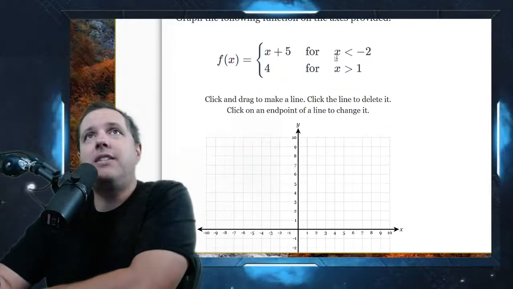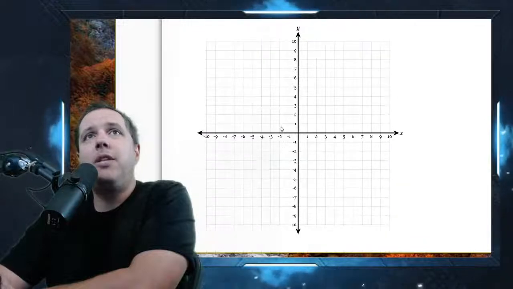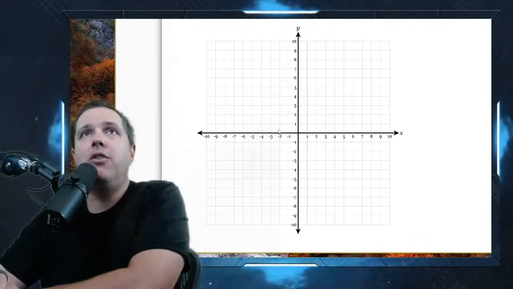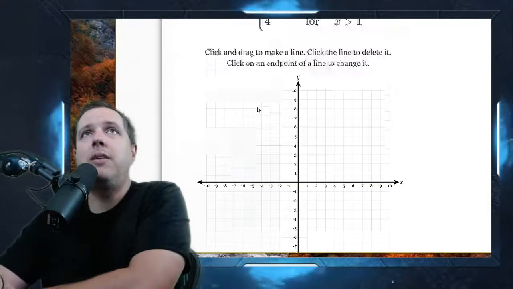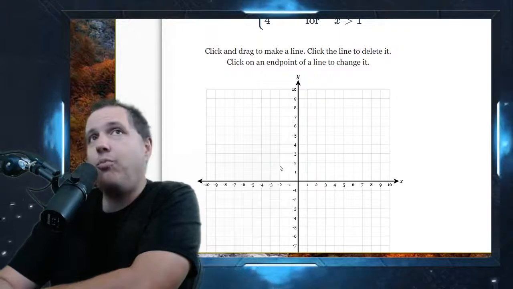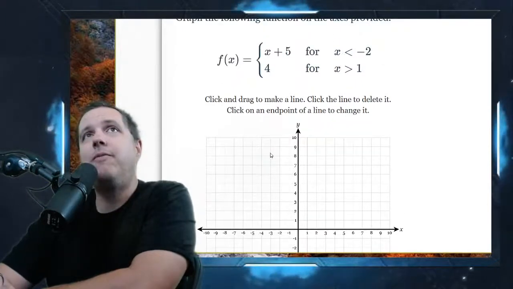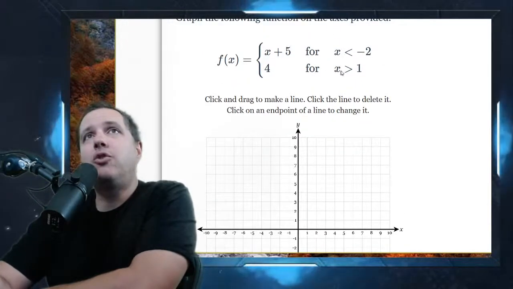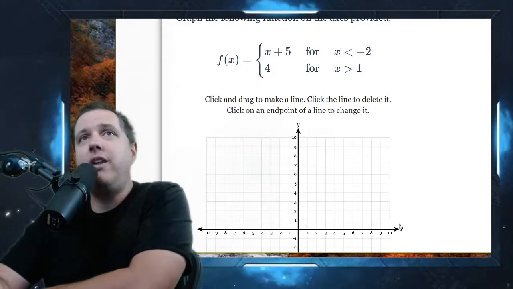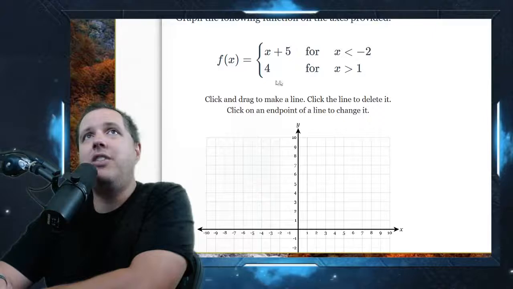So when it says x less than -2, that means this is where x is equal to -2. So right from here to the left is going to be this first function, x plus 5, which is the line with slope 1 and intercept 5. And then for x greater than 1, so that's right here is 1, everything to the right of that, the function's going to look like this.